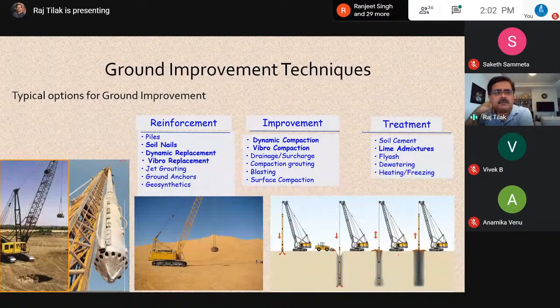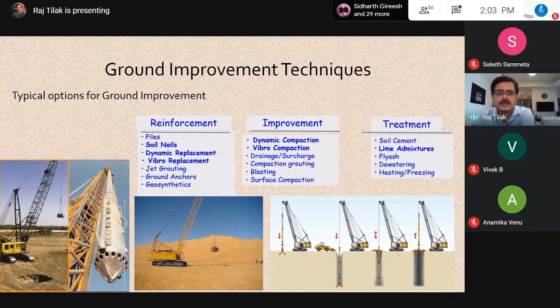Okay, a bit of ground improvement techniques. I probably have listed many of the ground improvement techniques. Some of them are called reinforcement. Again, you can compare with the doctor where you provide a steel plate when you want to repair the bone. So yes, you provide soil nails, piles, or dynamic replacement, vibro replacement. There are many methods which come under the category of reinforcement.